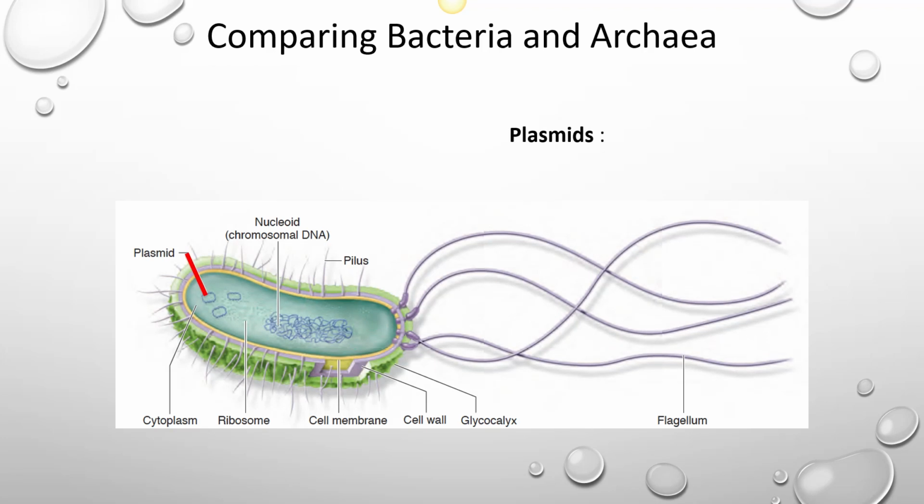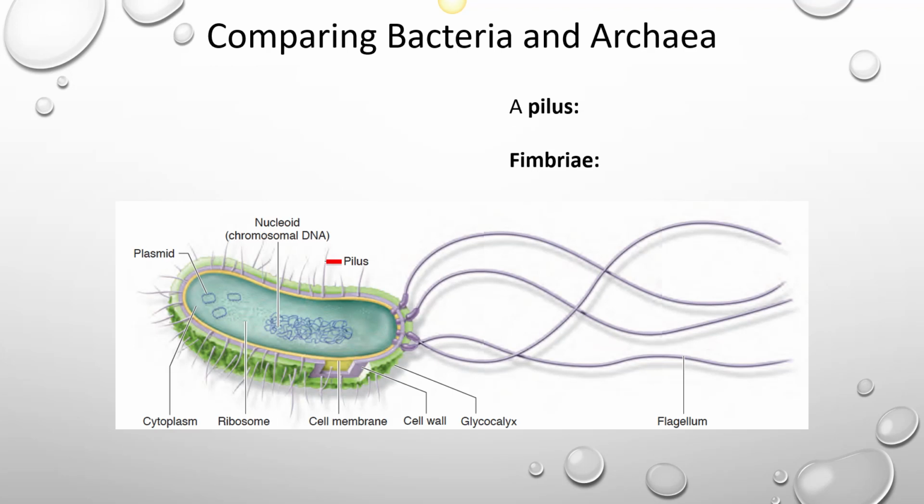Plasmids are small circular pieces of DNA that contain non-essential genes. Plasmids often contain extra and beneficial genes, but those genes are not essential for the survival of the organism. Ribosomes make proteins.